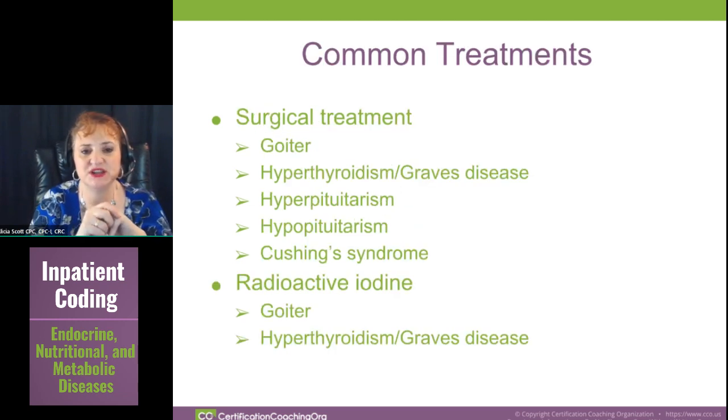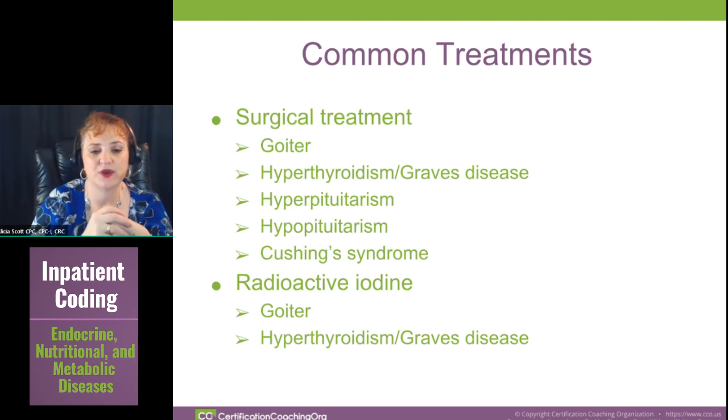Surgical treatments that you need to be aware of. If we have a goiter, we're going to go in and remove the goiter. You're going to treat hyperthyroidism or Graves' disease with surgery. Hyperpituitarism, we're going to go in and get whatever's causing that, usually some type of a neoplasm. Same as hypopituitarism and Cushing's syndrome. We're going to end up doing some type of surgical procedure. If we do radioactive iodine, usually we're treating a goiter or Graves' disease.